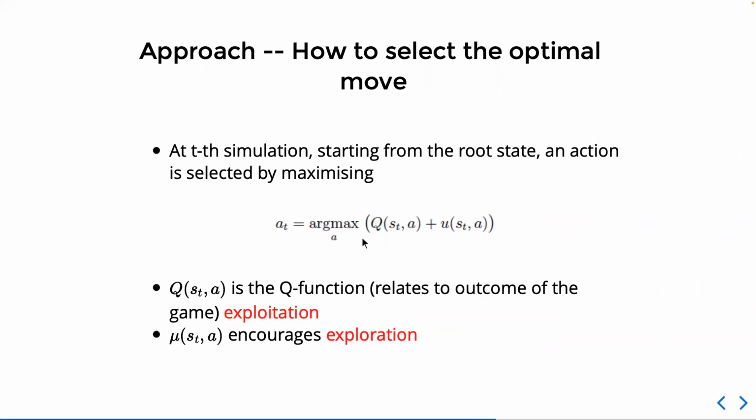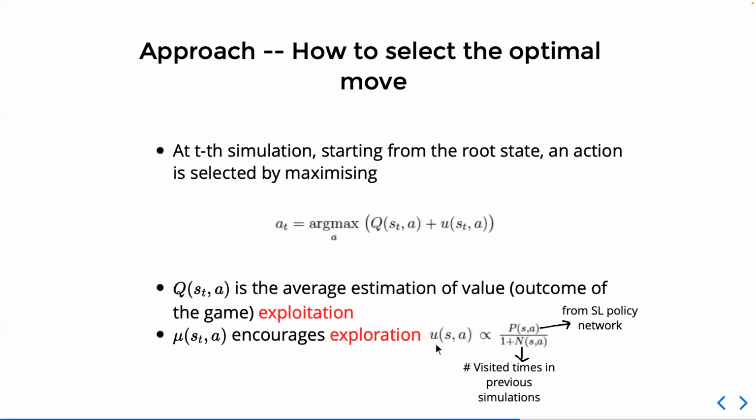And here, this action is chosen from 2 different terms. The first is the Q function. The Q function relates to the outcome of the game, so we try to select the action which maximizes the outcome. And the mu here actually encourages exploration. That means we visit the action that was not visited by the previous simulation. So it's quite straightforward, you have an explanation, right?